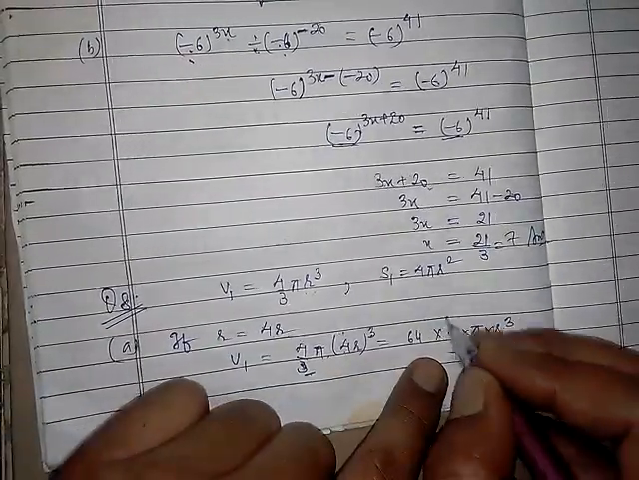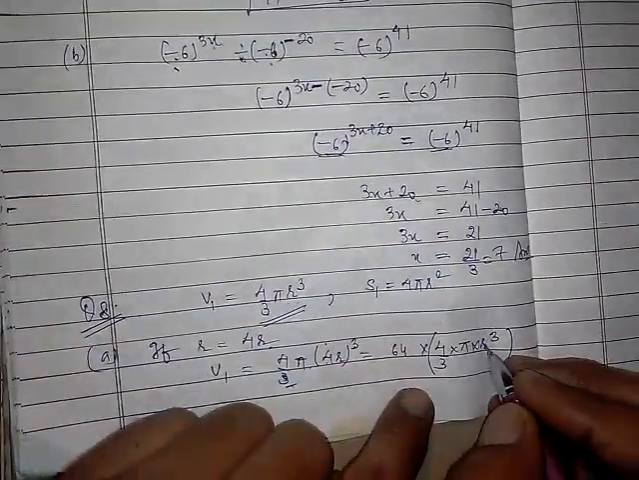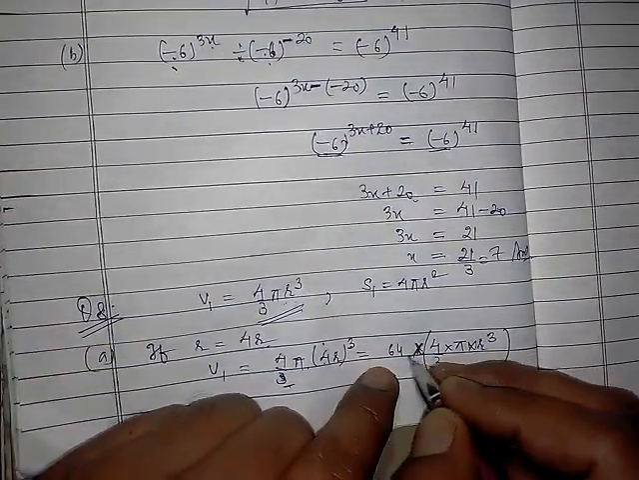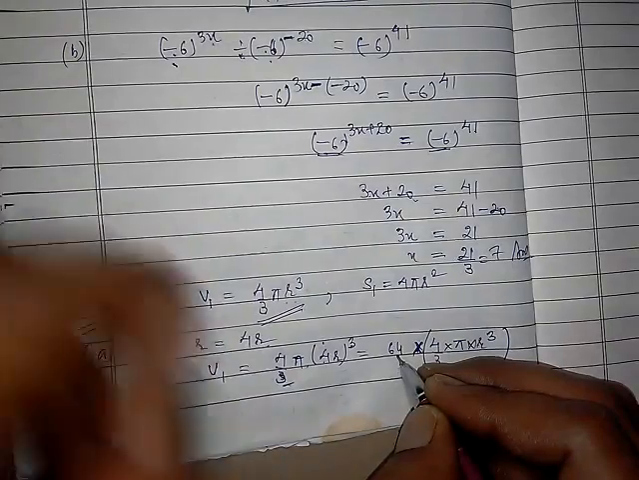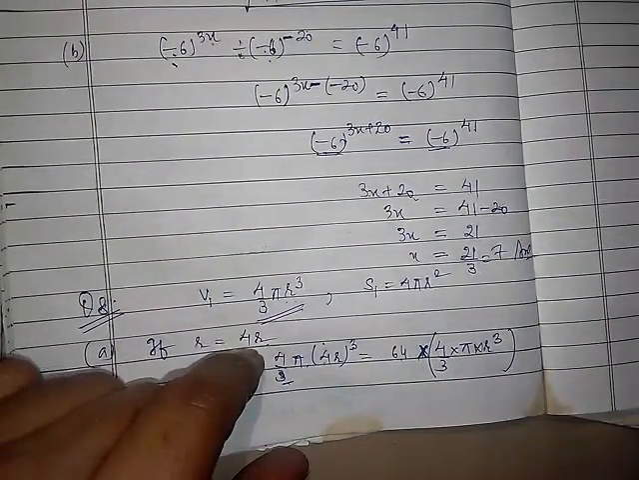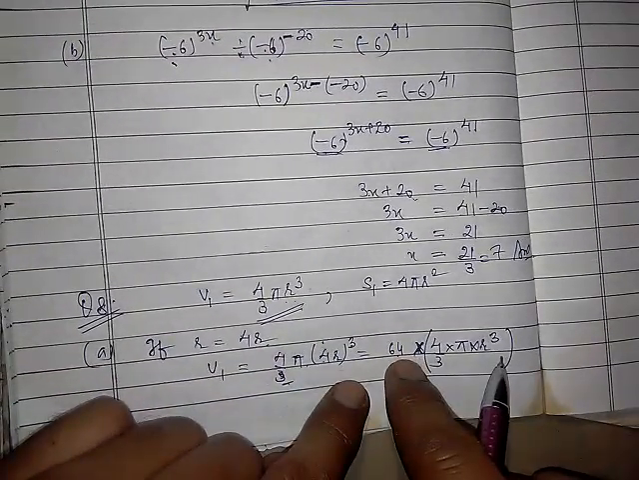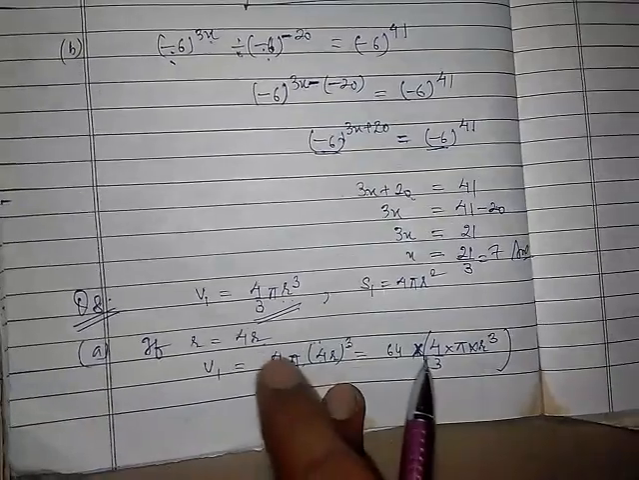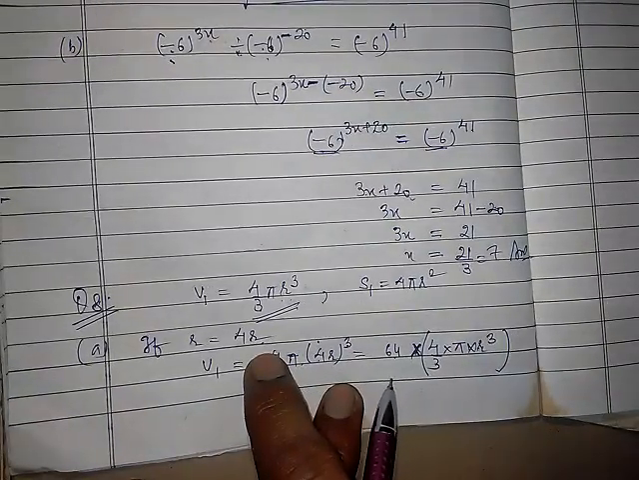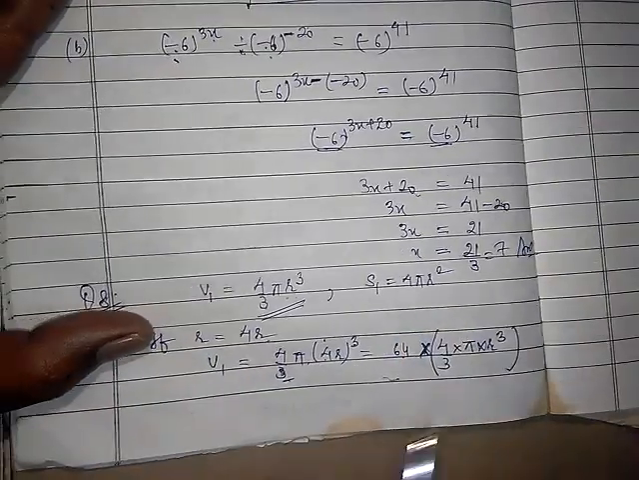Clear? Now you can see this is the old volume, 4 upon 3 pi r cube, and this has been multiplied here by 64. In which condition is it multiplied by 64? If you are increasing the radius to 4 times, right? So it will become 64 times if you make the radius 4 times. So volume will be 64 times.